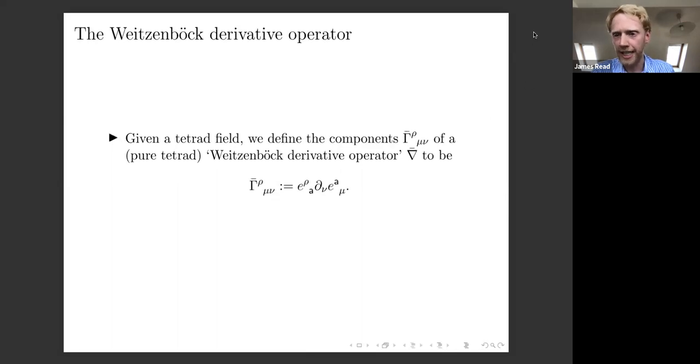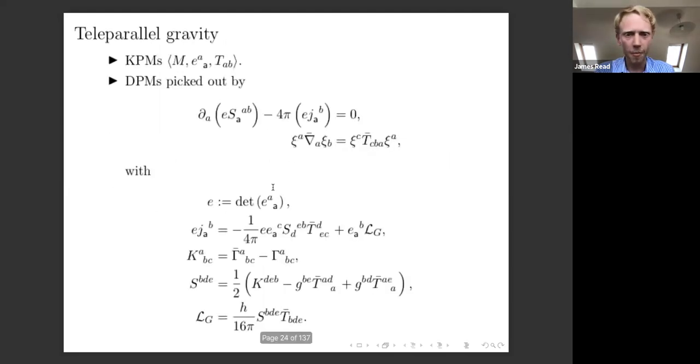Okay, so when I have a tetrad, I can then define a different derivative operator. This is known as the Weitzenbock derivative operator, which looks like this. It turns out that this derivative operator has torsion, so going one direction then another doesn't commute. That's the geometrical definition of torsion, but no curvature, unlike in general relativity. So I've traded curvature for torsion.